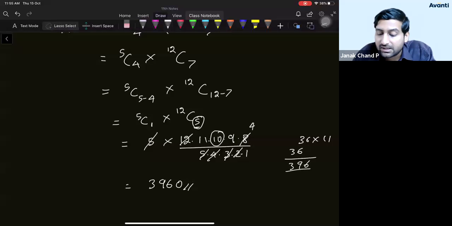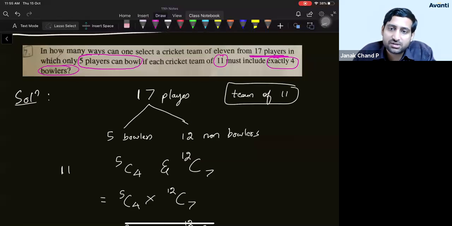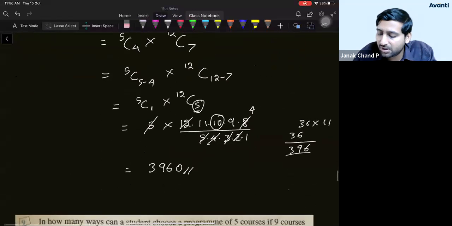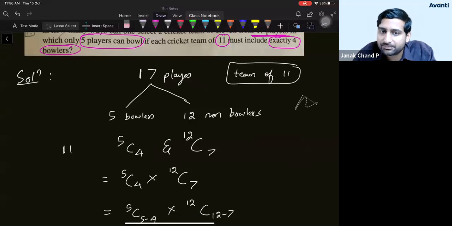So, student, these are the total number of options we have to make a team of 11. If you just think in a normal way, student, we may never imagine that from just 17 players, we can make this many possibilities. Maybe if you have 17 players, normally we may think that, okay, maybe I can make some 10 teams or maybe 20 teams. Okay.